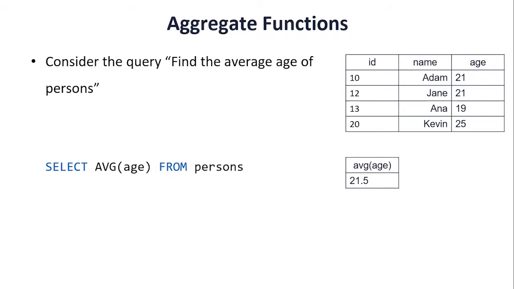And when we run this SQL query, we should get the result as something like this. Since we are selecting only the average age, in the output, we will only have one column. And usually it will be named as AVG age, same as the function. And we should get one row with the result, whatever the average value of all the age values in this table. So for this simple example, we should get 21.5 as the result.